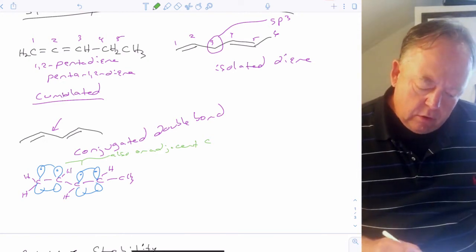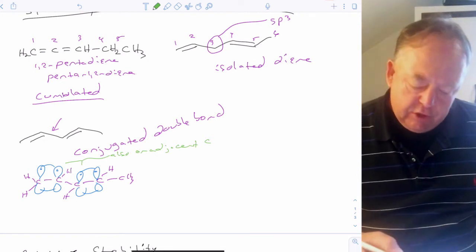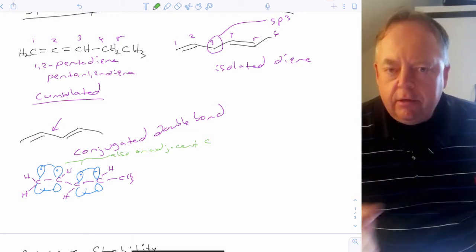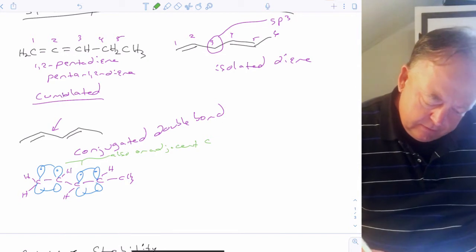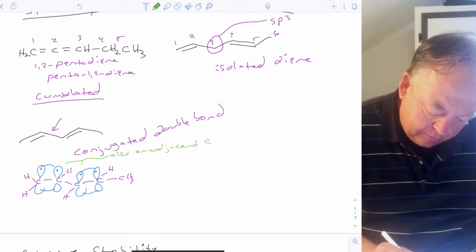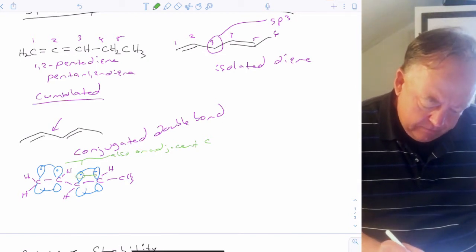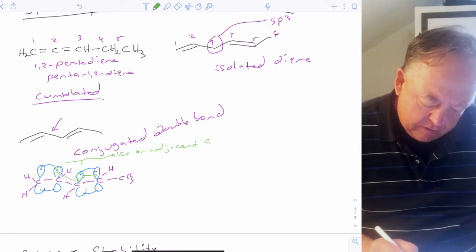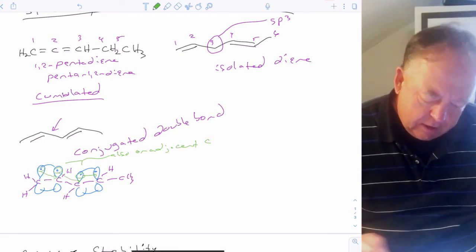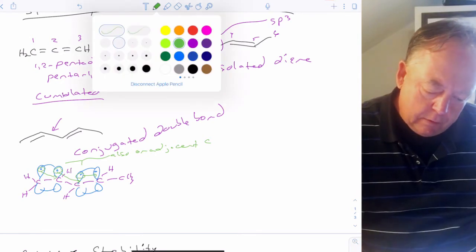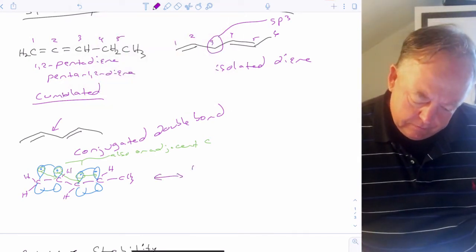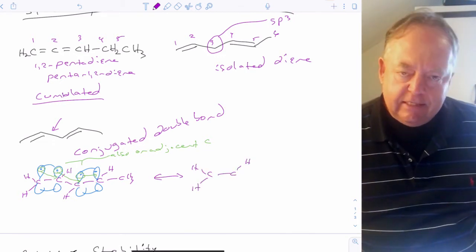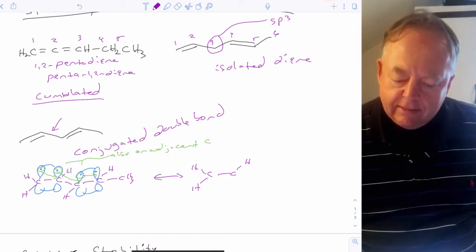So all of the p orbitals overlap with each other, and so that means the electrons are free to move from any p orbital to another p orbital. So we can, for example, take that electron and move it here, and we can take that electron and move it here, and we can take that electron and move it into that p orbital. So basically what that means is we can draw resonance structures. If you remember what resonance is, it's the delocalization or the movement of electrons through pi systems.